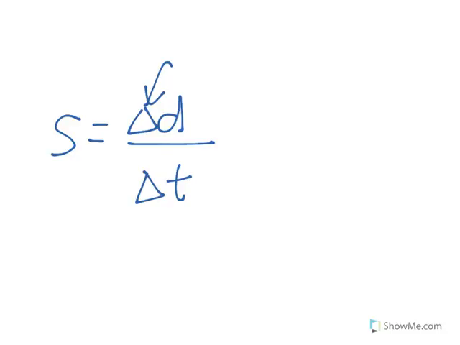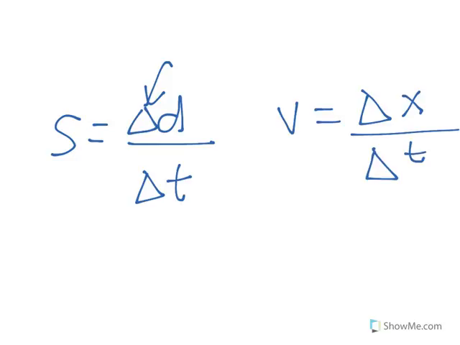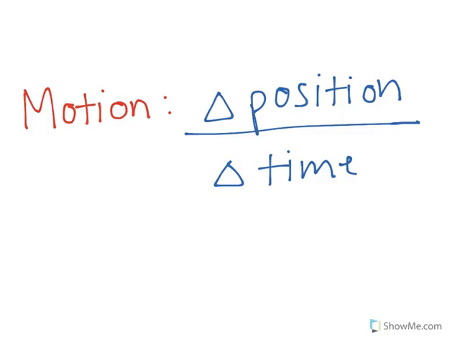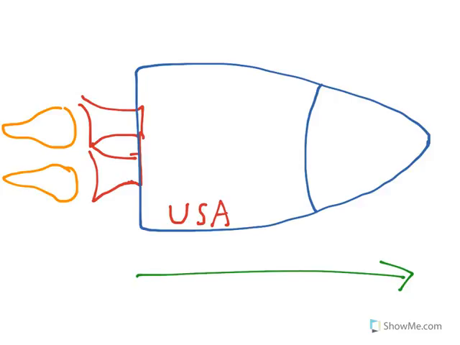Velocity, on the other hand, is the displacement over the change in time. This is written as v for velocity equals Δx for change in position over Δt for change in time. Generally speaking, motion is the change in position over the change in time, which is written like this. In most cases, speed and velocity are measured in meters, a unit of length, per second, a unit of time.